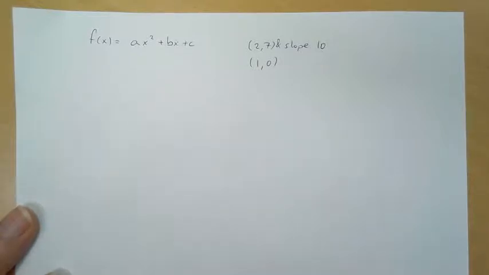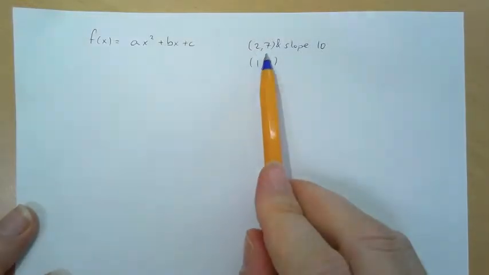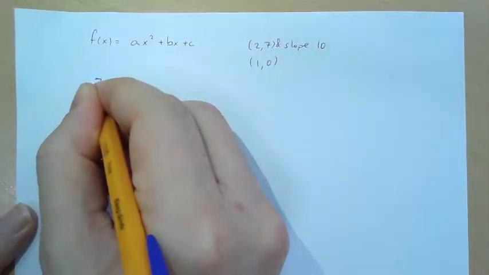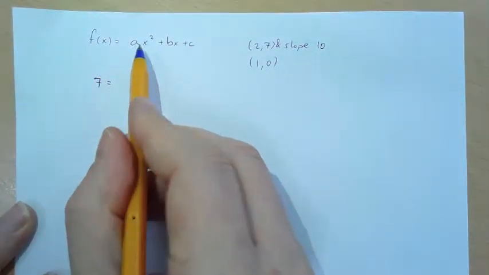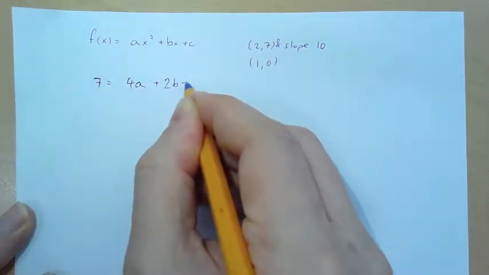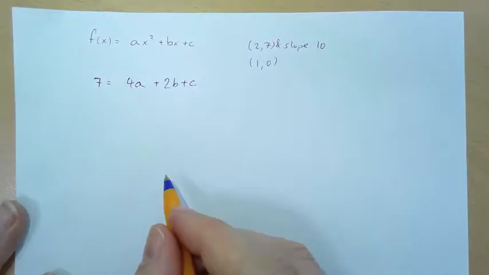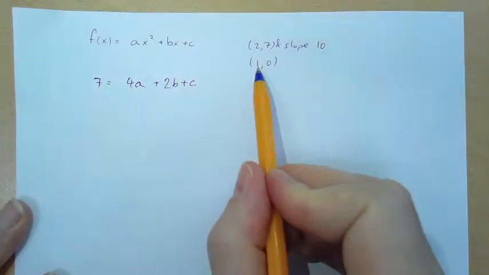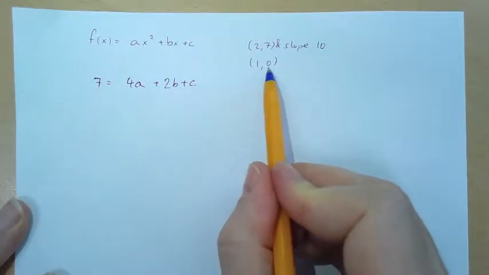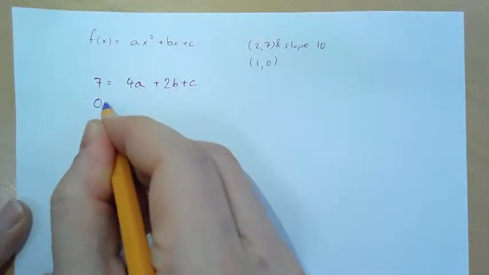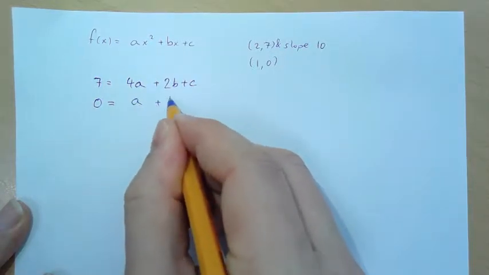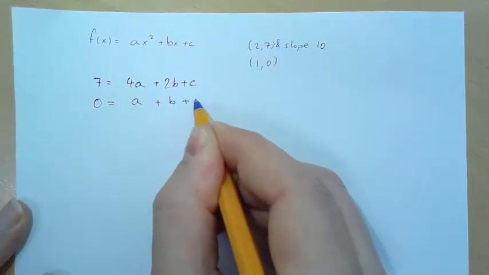So at the point (2, 7), x equals 2, y equals 7, I get the equation 7 = a times 2², so 4a + 2b + c. At the point (1, 0), I know that x equals 1, y equals 0, so 0 = 1a + 1b + c.